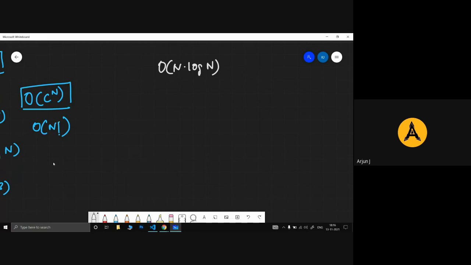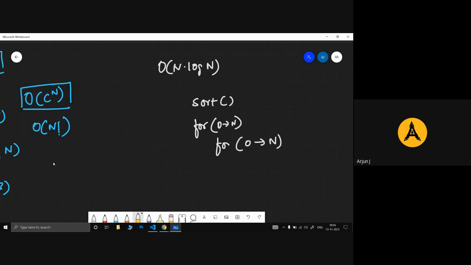So now you have a question in which you need to sort the array first, and then you are going to run a quadratic loop, so a nested for loop which goes from i equals 0 to n. Again, this goes from i equals 0 to n. So what will be the time complexity of this?